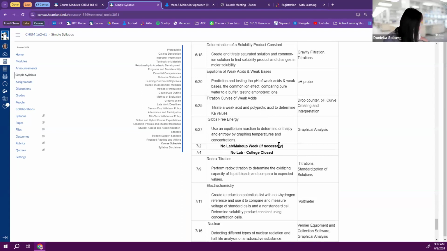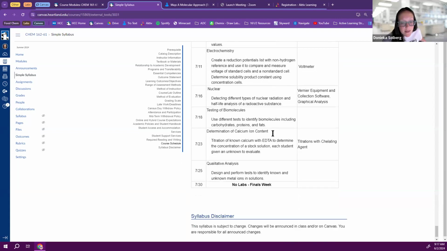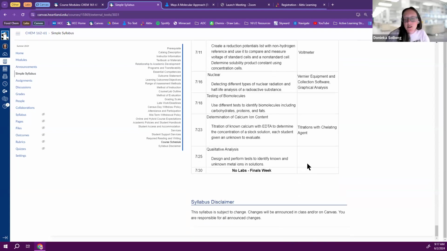You'll notice you have no labs the week of July 4th. Dave and I thought it would be a good idea to take off that Tuesday, so you have the entire week off of lab and you do not have to come to campus that week. And then you do have labs up until finals week.